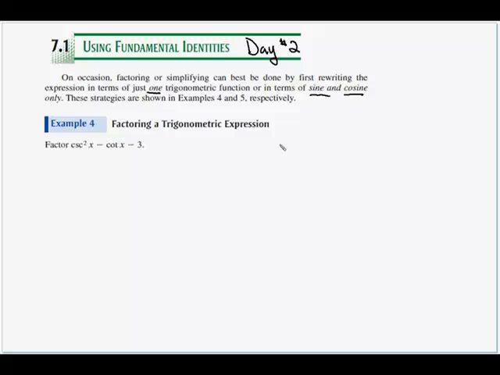A good rule of thumb: when you see something squared, always think of those Pythagorean identities. So let's take this cosecant squared and replace it. If we look to the formula sheet, cosecant squared is replaceable with 1 plus cotangent squared of x. And then we have a minus cotangent of x, and then minus 3. We have this quantity and then a minus after that, so these parentheses are not necessary. We can just drop them.